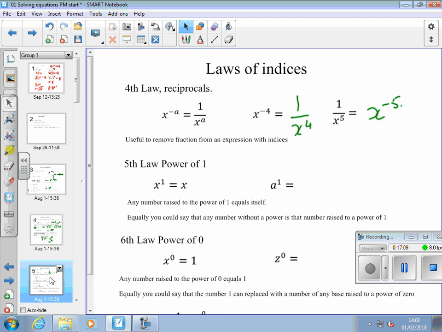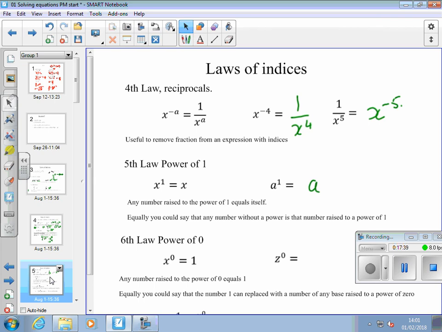A couple of other important ones are power of 1. x to the power 1 is equal to x. That means any number can be written as that number to the power of 1, if that's useful to you. That is still the same number. So a to the 1 is a.